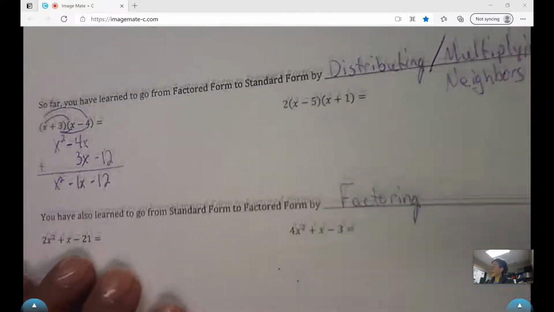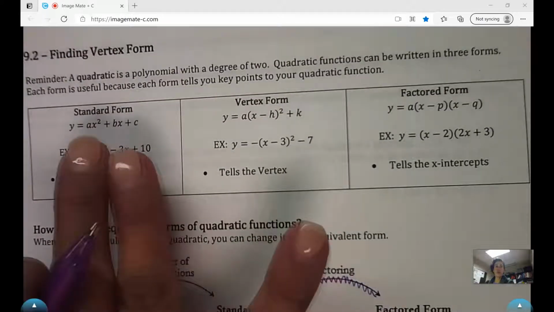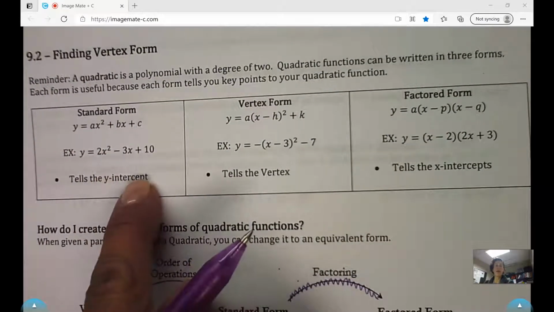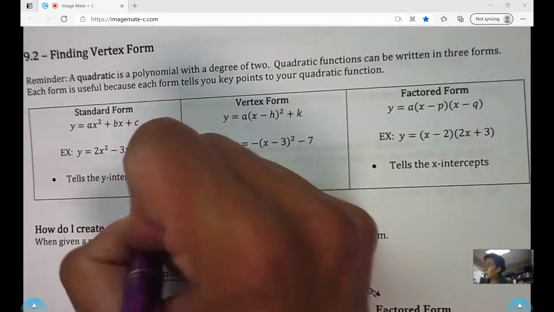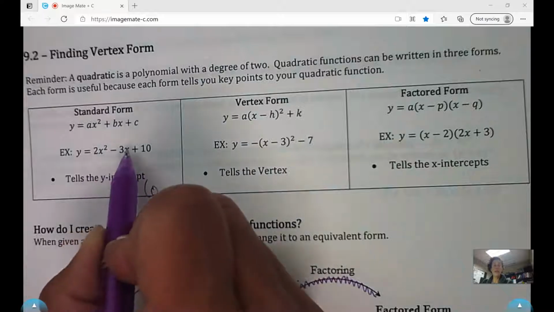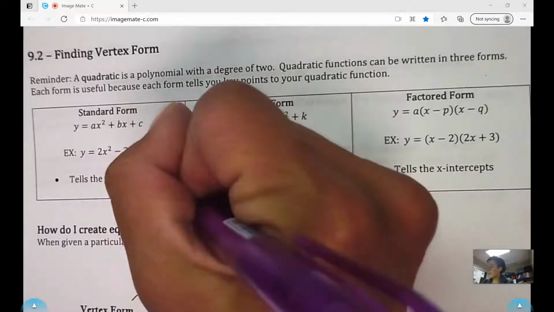Instead, what we're going to do is, before we jump in there, let's just review our 3 forms real quick. Standard form tells you the y-intercept. So just by looking at this problem, all y-intercepts have an x of 0. And if I put 0 in for this term and this term, these terms turn into 0, and you'd have 0 and 0. So a quick look, you should just know that your y-intercept is going to be that 10.